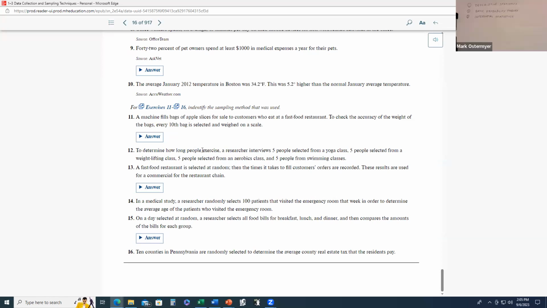Yeah, they're taking all the different types of exercises, the most popular exercises, and they're kind of breaking it into subgroups, aren't they? Yoga, weightlifting, aerobics, swimming. And it looks like they're selecting 5 people. It doesn't say at random. But it doesn't say they're polling everybody in the classes that were selected. I would probably lean towards stratified there. Okay. All right.